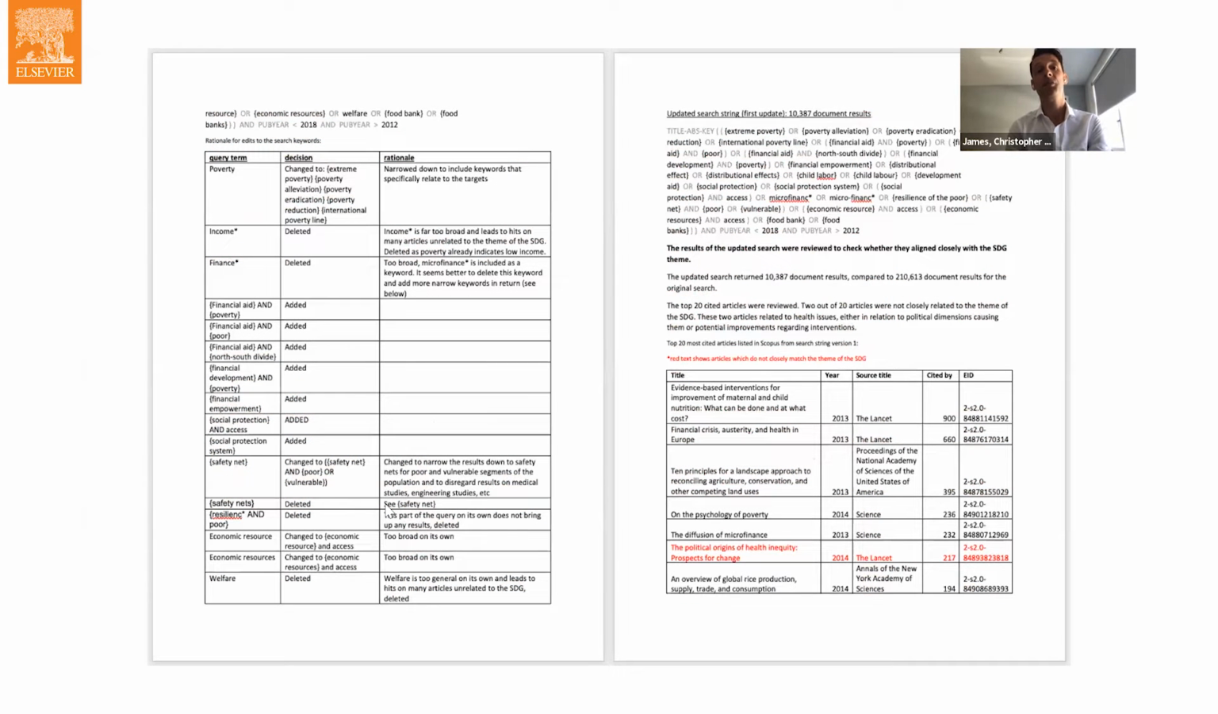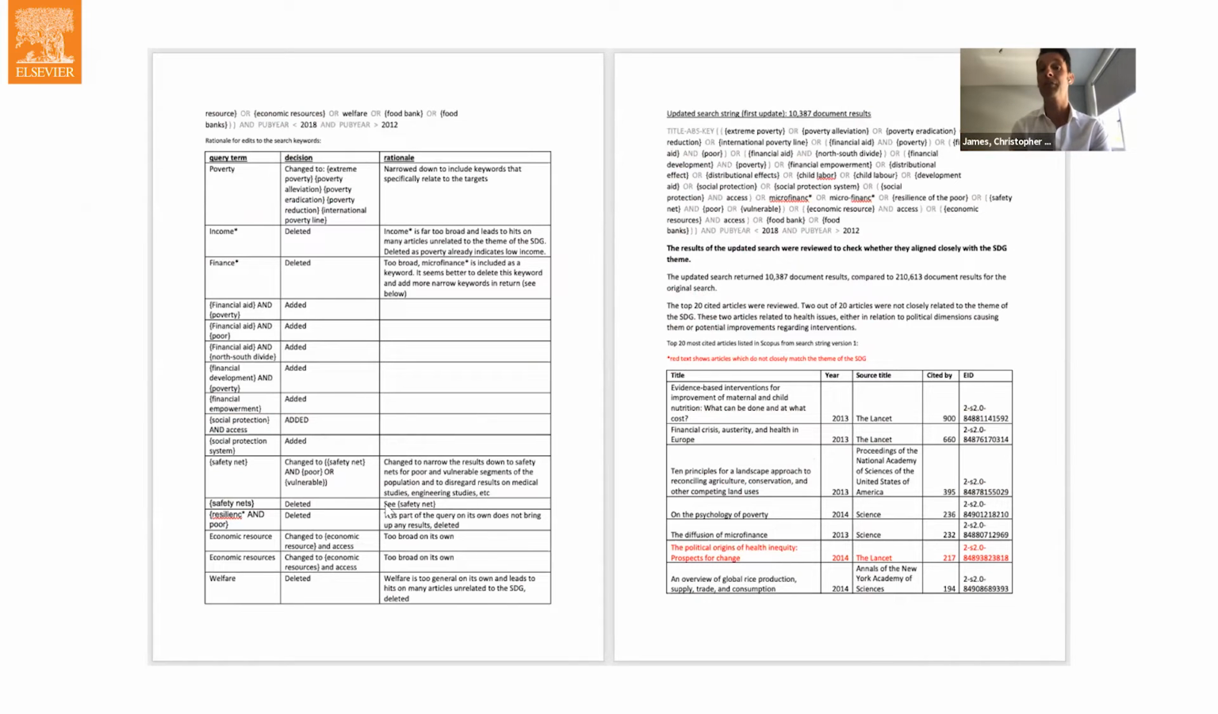What we then did was take the original search string and modify it. Instead of using the word poverty, we changed that to extreme poverty, poverty alleviation, and poverty reduction. We removed the words income and finance because they were too broad, and instead added things like financial aid and poverty, financial aid and poor, social protection and access. You can see the other ones we used, and that gave the search string you can see on the right-hand side.